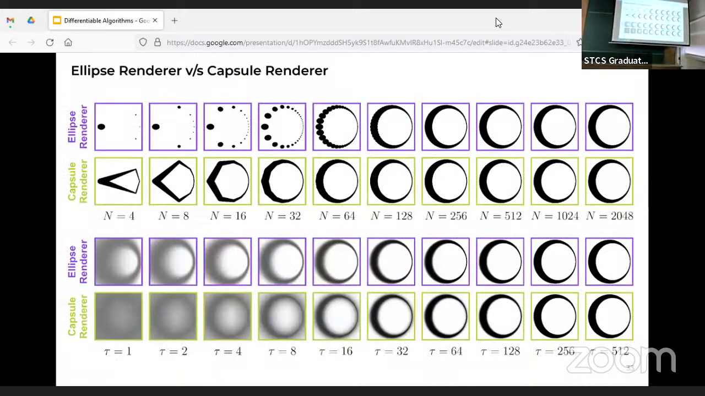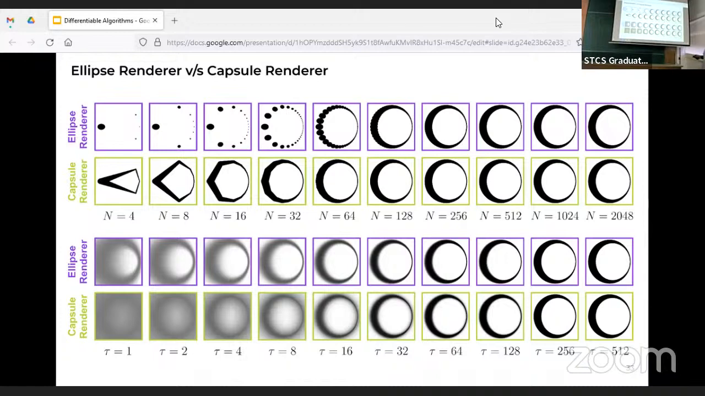So these are the rendering results for a circle. We have a circle whose depth is changing. This is how the circle with circular tube, which is going far away here. This is how the actual rendering should look. In the ellipse renderer, as we increase the number of points, we get better results. But if we use a finite number of samples, we don't get a very good result. But in the case of the capsule, even for a smaller number of points, it's at least continuous, it doesn't break in between.